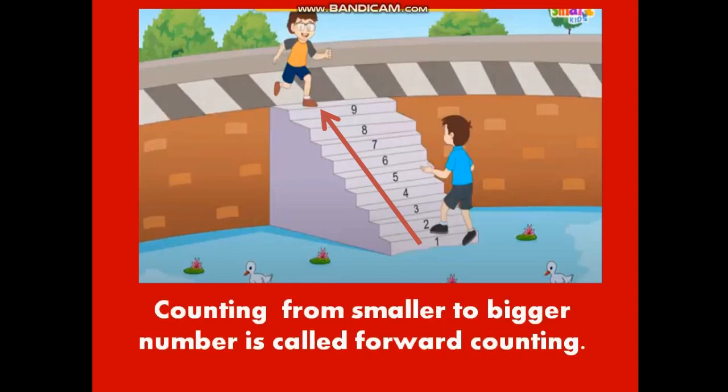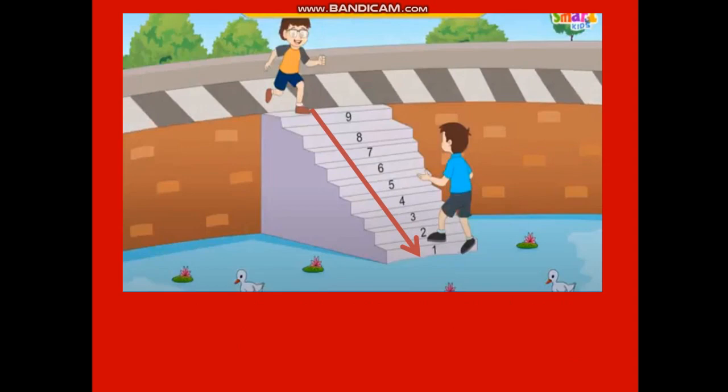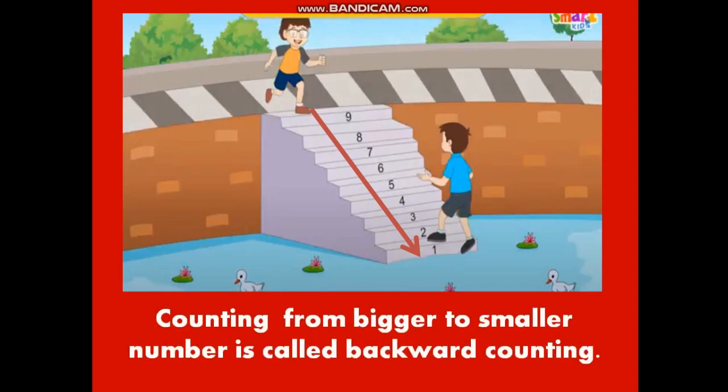counting from a smaller to a bigger number is called forward counting, which we have already done in our previous lecture. But counting from a bigger to a smaller number is called backward counting. Like here it is shown: 9, 8, 7, 6, 5, 4, 3, 2, 1. So from a bigger number to a smaller number.